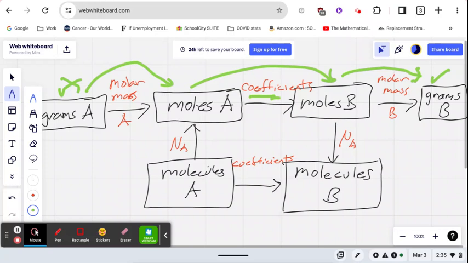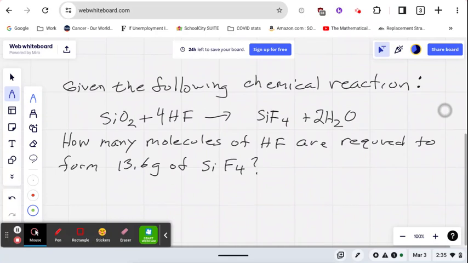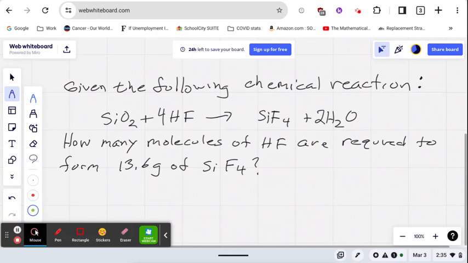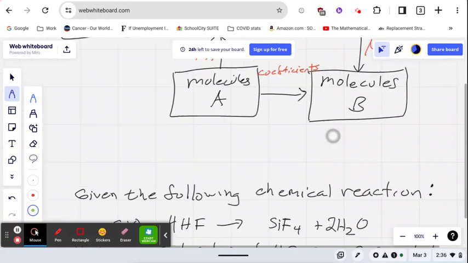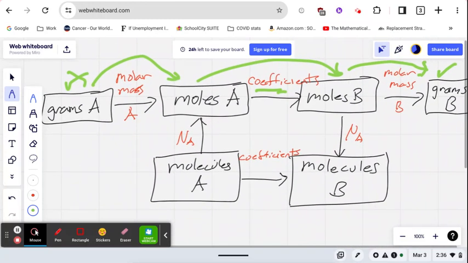Now, this worksheet's going to have a slightly different problem. It's going to have a problem that looks more like this. Here it says, given the following chemical reaction, SiO2 plus 4HF go to form SiF4 plus 2H2O, how many molecules of HF are required to form 13.6 grams of SiF4? See here, it's asking for molecules. And so in this one, you're given grams. You're given 13.6 grams. That's the number you're given.